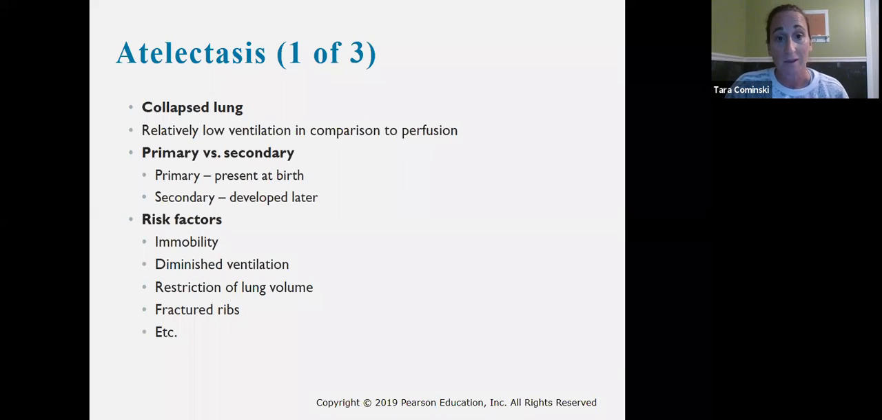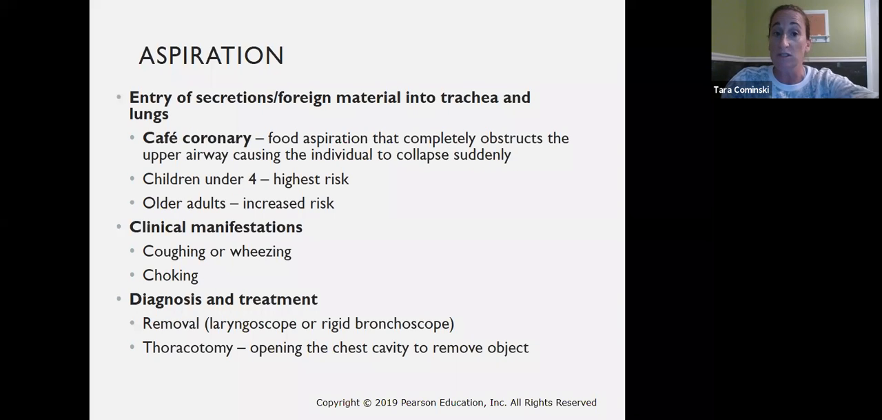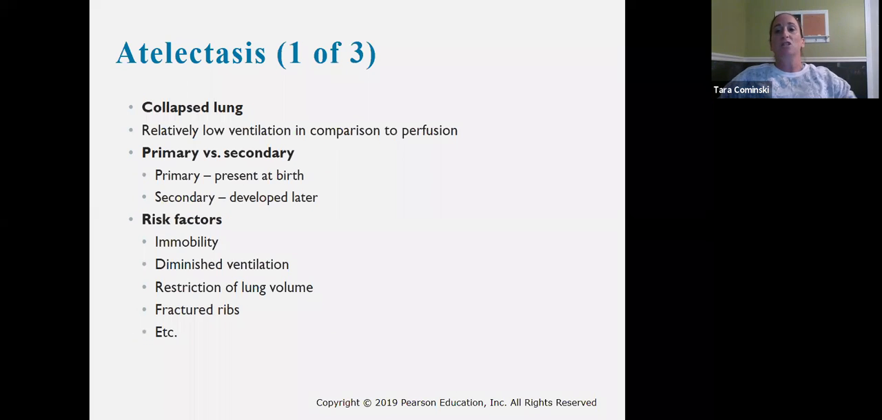Okay. So this is one situation, aspiration. We should know what that is, and understand why you're not going to be able to inflate or expand the lungs if there is a blockage there. Next thing to talk about is something called atelectasis. So what is this? It's a collapsed lung, and there are various degrees of severity and different types, and we'll talk about that.